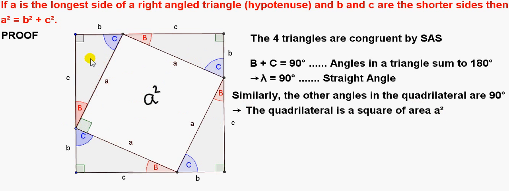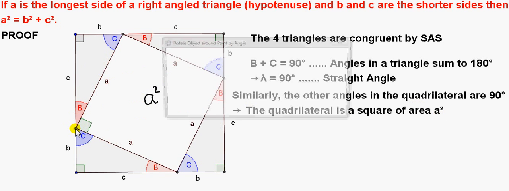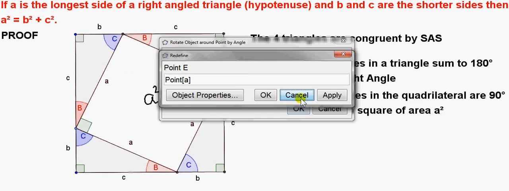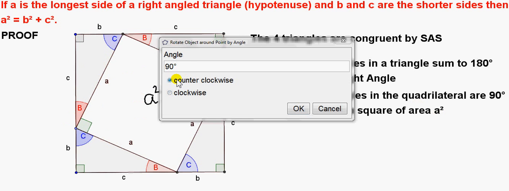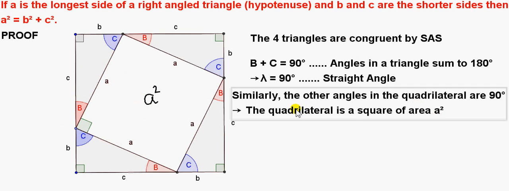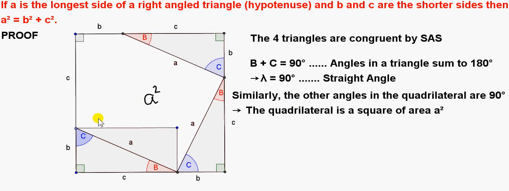So I'll select this object, select the point, and we want to rotate clockwise through an angle of 90 degrees. So this side of the triangle, which was once vertical, is now horizontal. So of course this angle here is 90 degrees. The length of this side here is of course C.